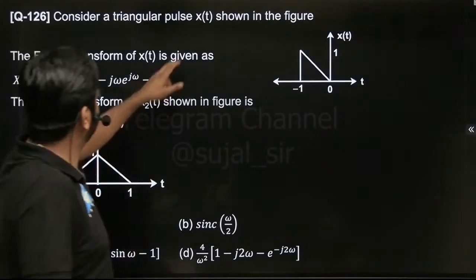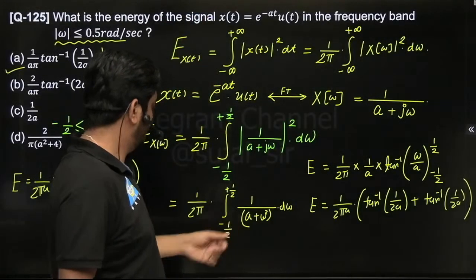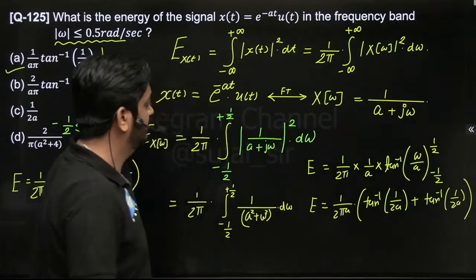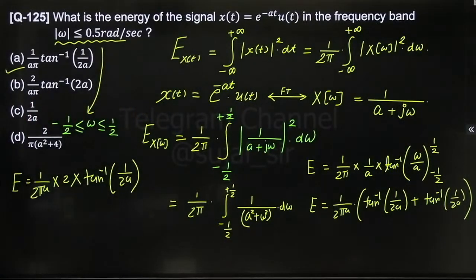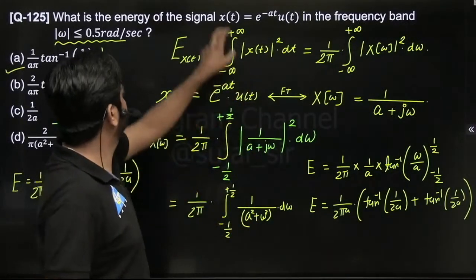What happened? A square plus omega square. Okay, here a square, that is my mistake. A square, guys. A square plus omega square. That is true. A square plus omega square. Okay, here a square plus omega square.